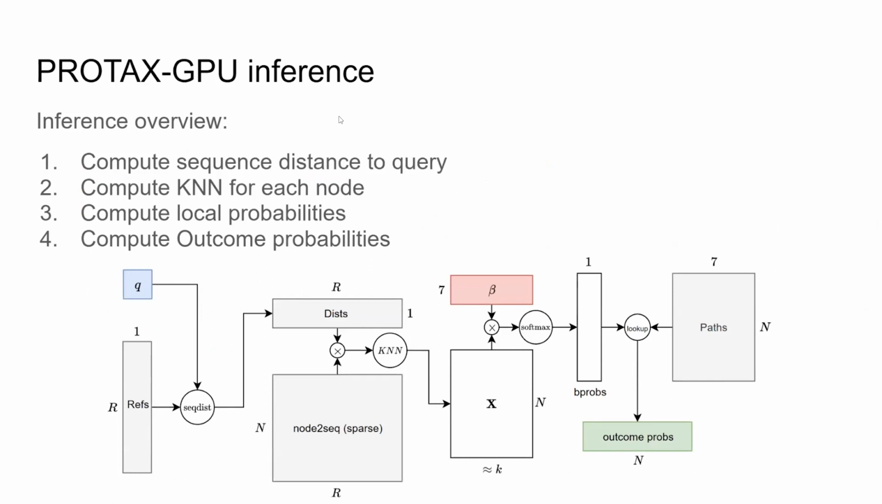So here I'll quickly go over the inference steps in PROTAX-GPU. In this figure, I have the computation graph of the model. The circles represent operations while the blocks represent intermediate representations of data which we're working on. So first, it computes the sequence distance between the query and reference database in parallel, computes the k-nearest sequences to the query within each taxon, and finally, it computes local probabilities and chains them together as an overall probability using a simple lookup.